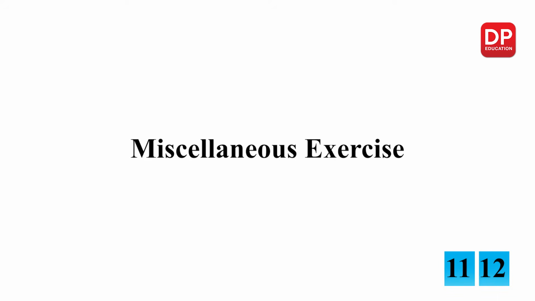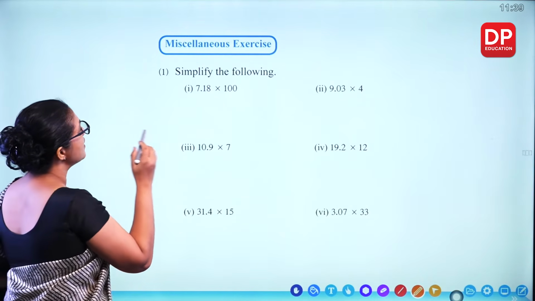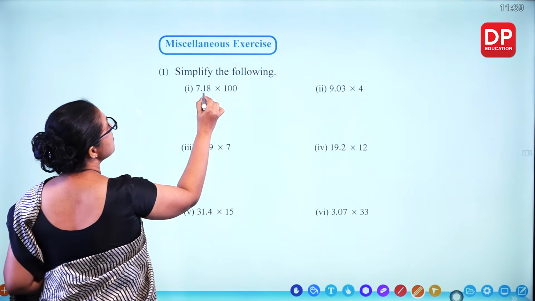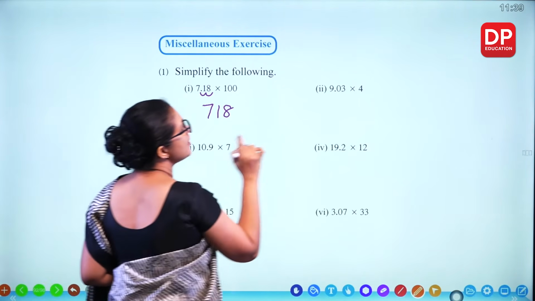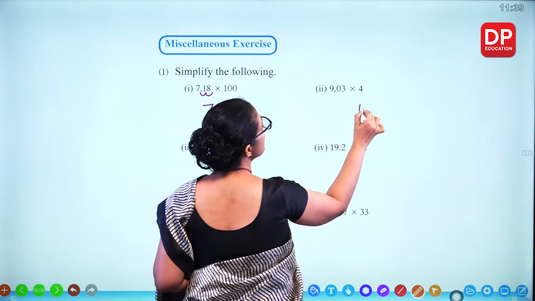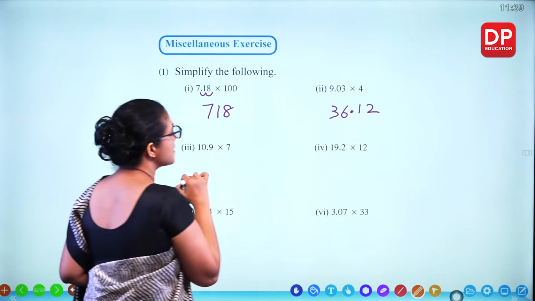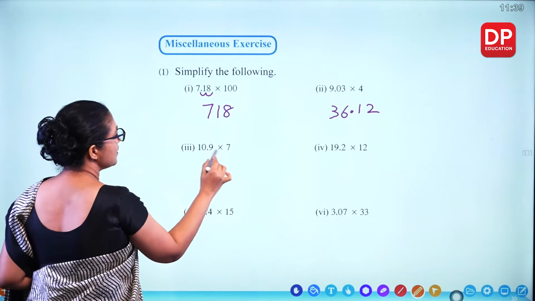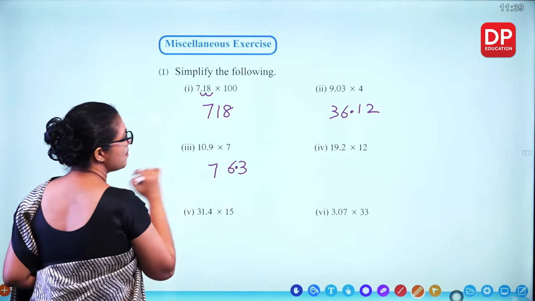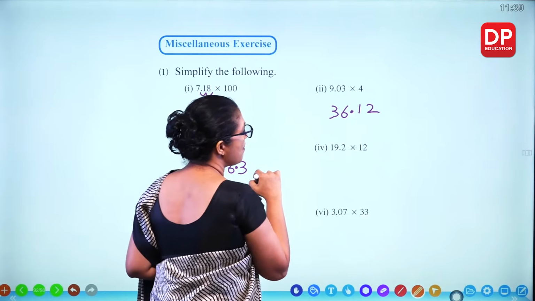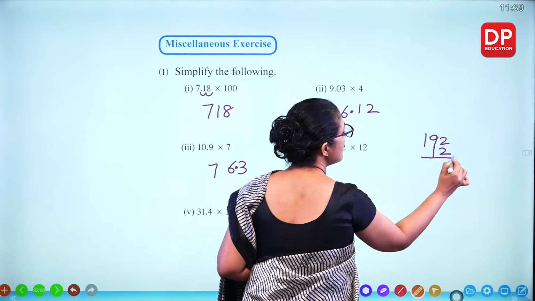Miscellaneous exercise. Simplify the following. Multiply by 100. Take the decimal place 2 places to the right. Here multiply by 4 first and keep 2 decimal places. Multiply by 7. Keep 1 decimal place. Multiply by 12. 192 multiplied by 12, 10 and 2.